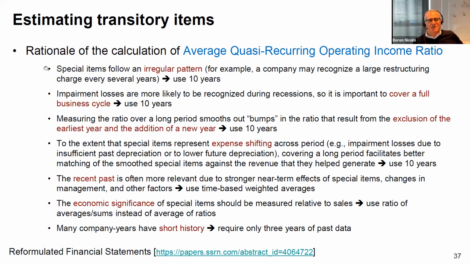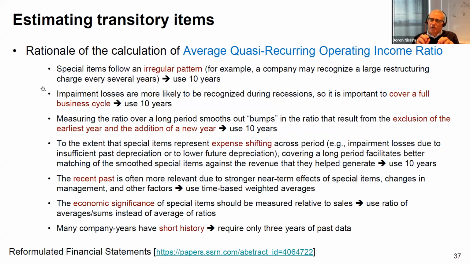We know that these items like restructuring, impairment, and so on, have an irregular pattern. You can have an impairment loss or a restructuring charge for 1 year, and then for 2 or 3 years you're not going to have anything. We also know that these items are correlated with what is going on. For example, at times when the economy is not doing well, there will be much more impairment and much more restructuring. So these two imply that you need to use a relatively long period of time.